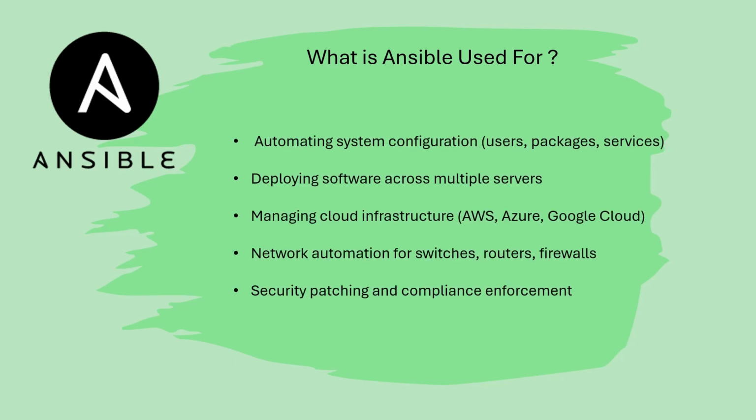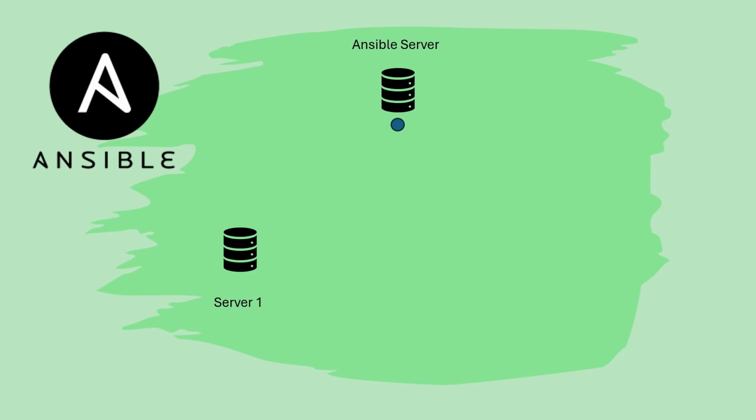So what can you use Ansible for? Ansible is used to automate all kinds of tasks, from setting up new servers to managing cloud environments and network devices. Instead of logging into each machine one by one, Ansible lets you manage everything all at once. It's useful for system admins, DevOps teams, and even network engineers working with routers, switches, or firewalls. Whether you're managing a few machines or an entire data center, Ansible helps you save time and avoid mistakes by keeping everything consistent.